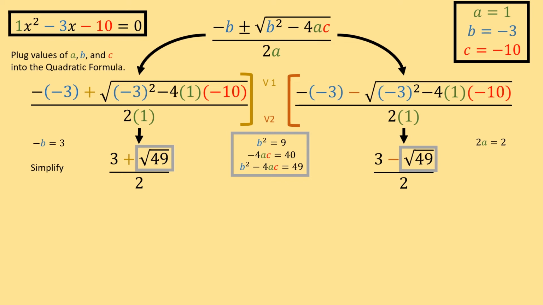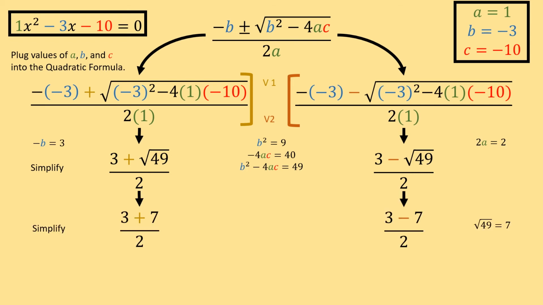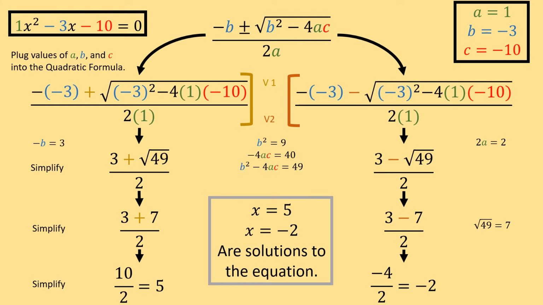And so b squared minus 4ac is just going to be the sum of both of those values, which is 49. And finally, the denominator 2a is just going to be 2 here. Next, we want to simplify the square root, and so the square root of 49 is 7. And after adding 7 to 3 and subtracting 7 from 3, we get our two values. In this case, we get x equals 5 and x equals negative 2 as our two values from the quadratic formula. This means that x equals 5 and x equals negative 2 are solutions to our quadratic equation.